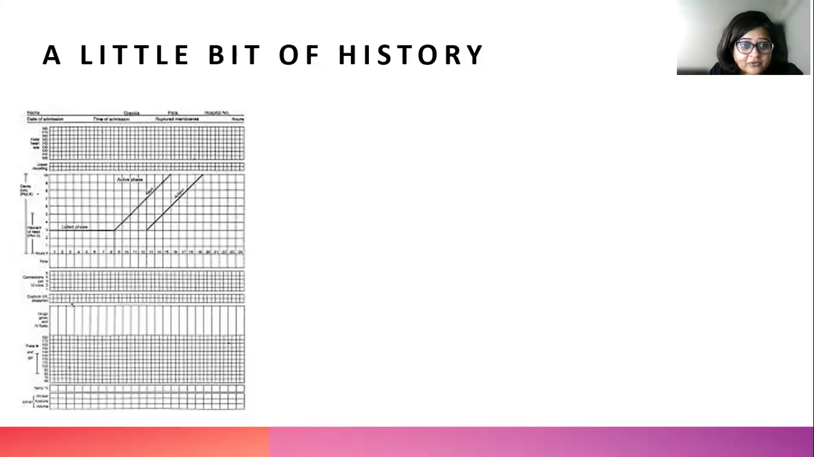Let's just go back to a little bit of history. To understand the new partograph, we should know the old partograph, right? So this is the oldest partograph. In 1994, the WHO came out with this old partograph.